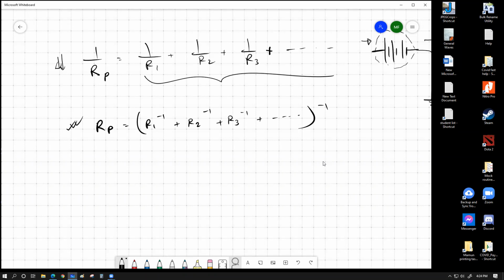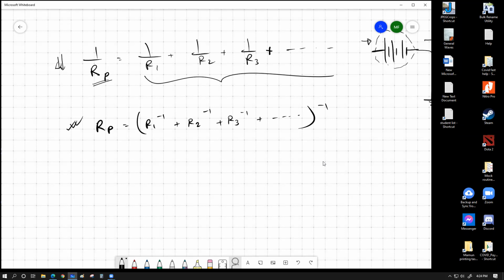So whatever sum you get, 1 by R1 plus 1 by R2 plus 1 by R3 plus 1 by R4 plus 1 by R5, and so on, you get the whole sum. Then you have to invert it, and only then do you get the actual RP value. In many cases, students forget to do that last inversion, and they write that value as their answer and eventually lose marks.